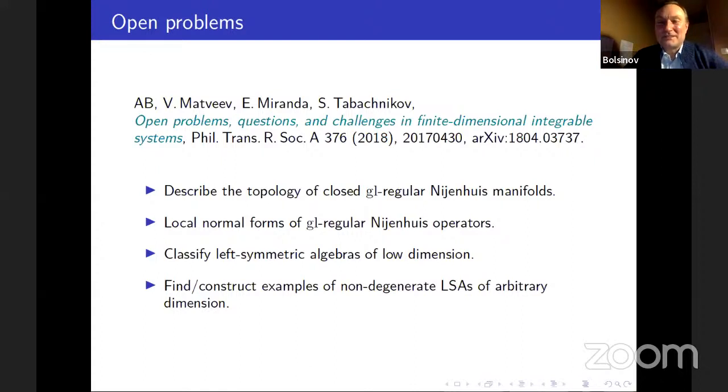Then, open problems in this area. I refer to our more or less recent paper, three years already, by myself, Vladimir Matveev, Eva Miranda, and Serezha Tabachnikov, on open problems in finite-dimensional integrable systems. There is a special section on Nijenhuis geometry, and I just want to mention what I consider the most interesting topics here: topology, or say topological obstructions, for existence of GL-regular Nijenhuis operators on closed manifolds, local normal forms for GL-regular Nijenhuis operators, left-symmetric algebras.